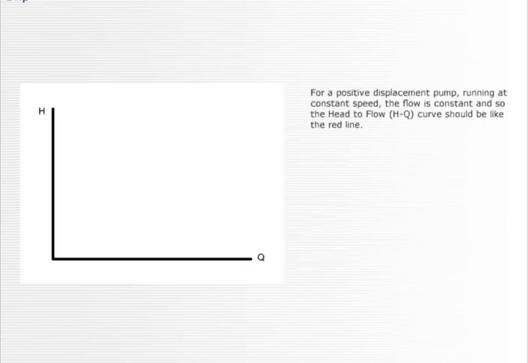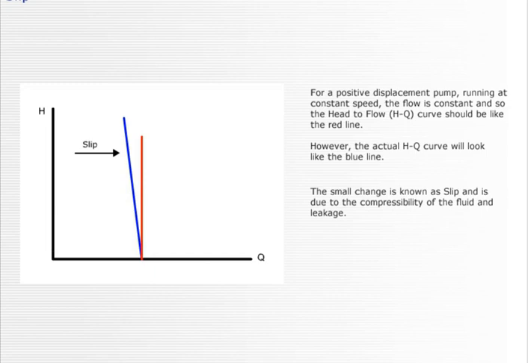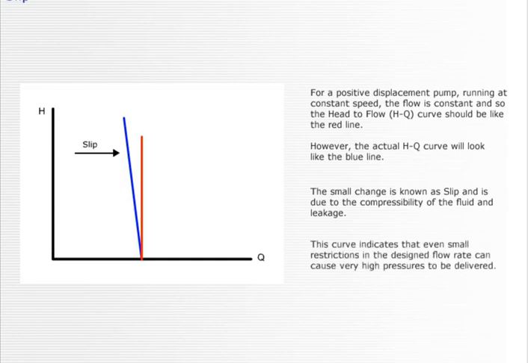For a positive displacement pump running at constant speed, the flow is constant, and so the head-to-flow curve should be like the red line. However, the actual head-to-flow curve will look like the blue line. The small change is known as slip and is due to the compressibility of the fluid and leakage. This curve indicates that even small restrictions in the designed flow rate can cause very high pressures to be delivered.